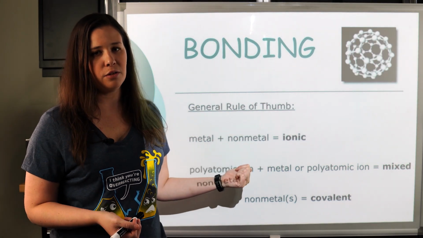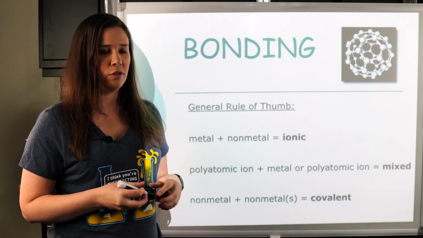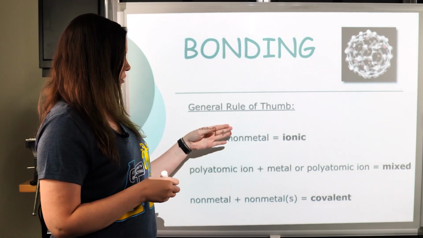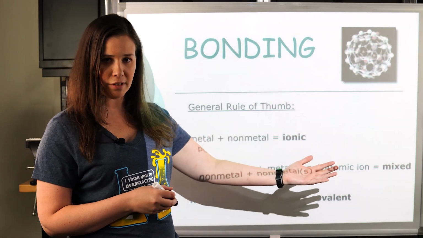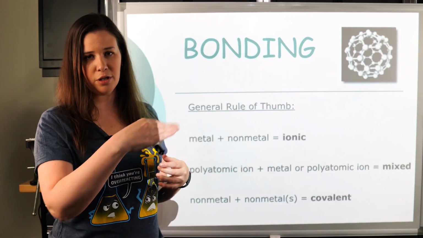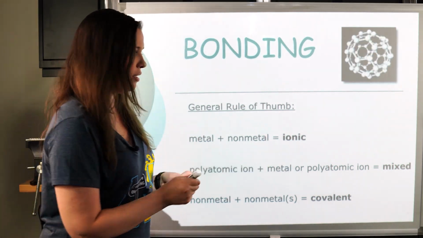So the first thing that you need to know is where do you find metals and where do you find nonmetals? How can you tell them apart? It all has to do with the periodic table. The metals are going to be located on the left side of the periodic table and the nonmetals on the right side, separated by that stair-step line. So if you see one from each side, you know you have an ionic bond.